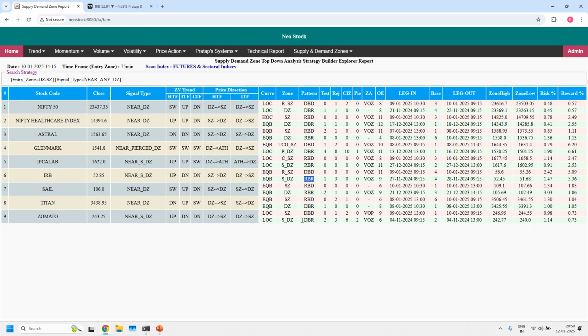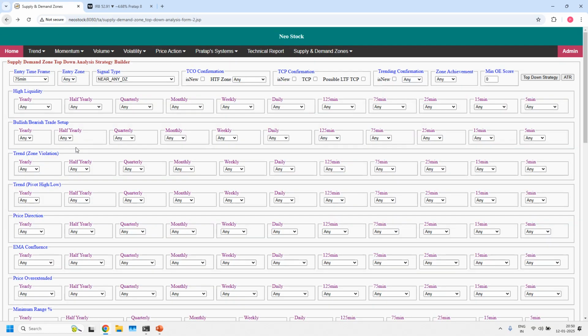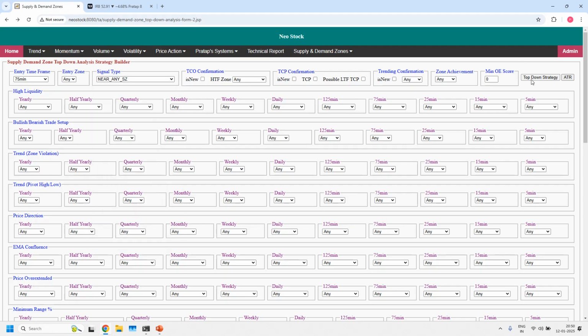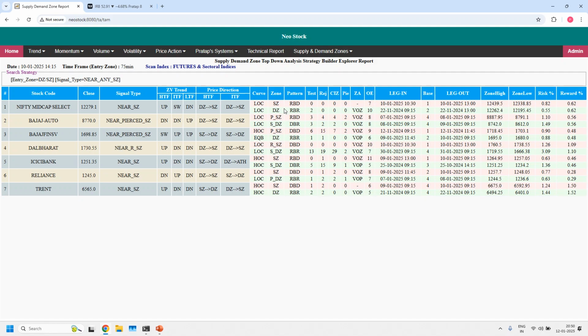So, one more, Zomato, but this is a pierced zone, you can't plan the trade. Next one is 75 minutes stocks near the supply zones. Any high liquidity supply zones here? Yes, we have Dalmia Bharat, only one supply zone, right? Yes.